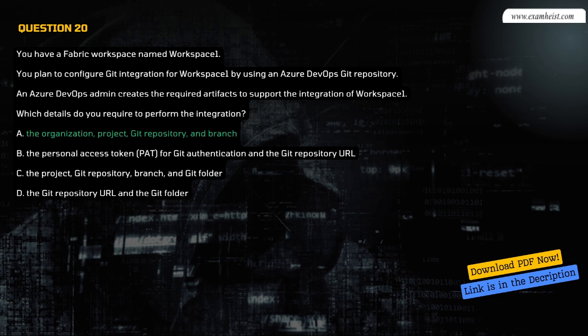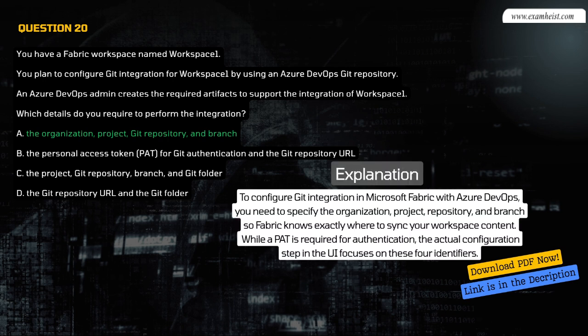Speaking ahead, the correct answer is A. The organization, project, Git repository, and branch. Explanation. These four identifiers are required for Git integration: organization, project, repo name, and branch.